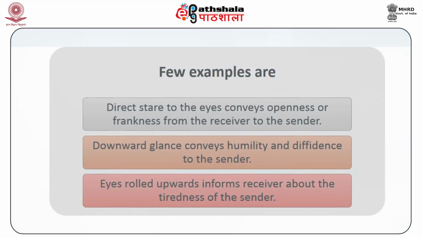In addition, the frequency and intensity with which an individual maintains eye contact conveys the sense of interest or monotony that individuals have for others. For example, a direct stare to the eyes conveys openness or frankness from the sender to the receiver. A downward glance conveys humility and diffidence of the sender. Eyes rolled upward inform the receiver about the tiredness of the sender. Therefore, eye movement is one of the most important modes of nonverbal cues for the receiver.